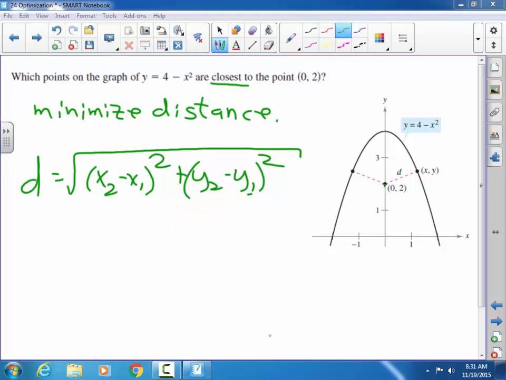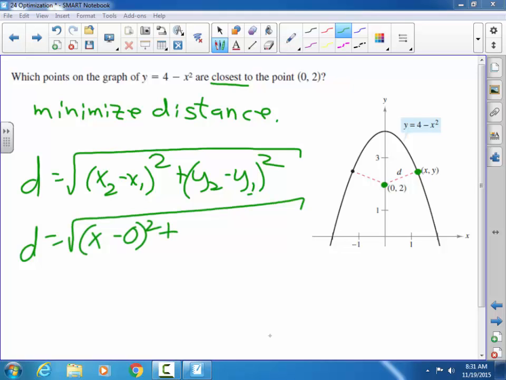Okay? So if we want to find the distance between this point and this point, we can put the coordinates of it into that formula, which is derived from the Pythagorean theorem, and get an answer. All right, well, let's do that. D equals the square root of, let's let x2 be just plain old x, (x minus 0) squared plus (y minus 2) squared.